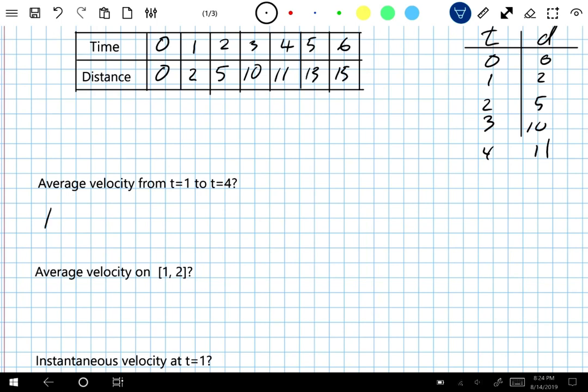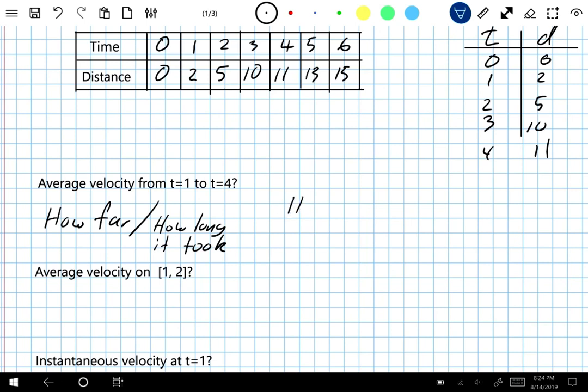So how far over how long it took. Okay, just kind of informally. Well, what does this look like? How far did I go? Well, in the end, at t equals 4, I was at 11.